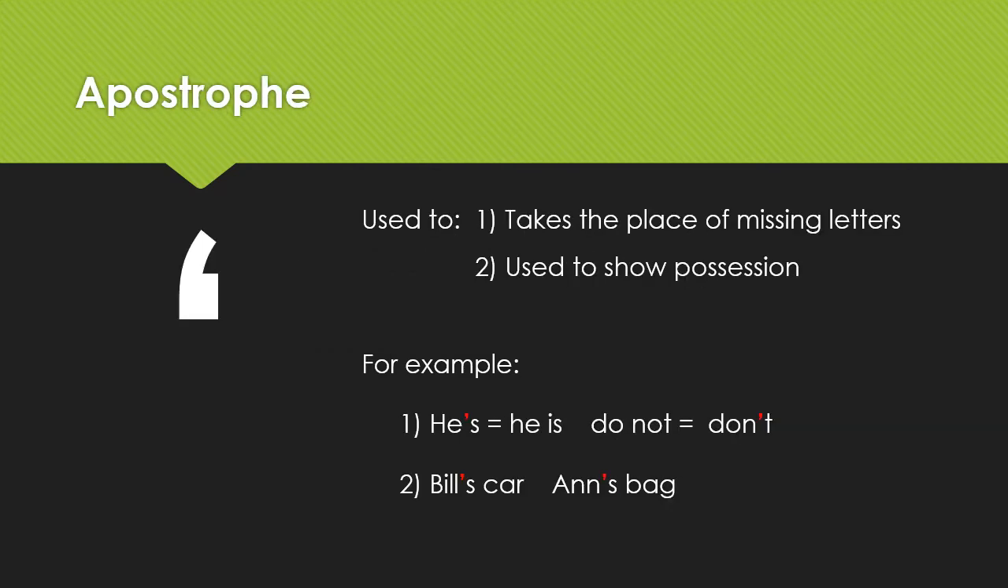Apostrophes. Apostrophes have two main uses. First, they can be used to take the place of missing letters, as in the first example. Second, they can be used to show possession, as in the second example. As you can see, in the first example, the letter I is missing from he's, as in he is. In the second example, the apostrophe is used to show that the car belongs to Bill.